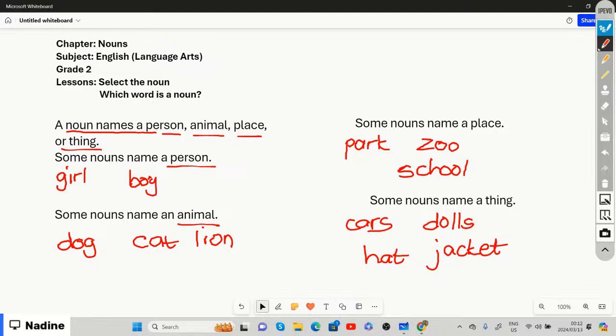And we made examples of a person where we said it can either be a girl or it can be a boy, right? Animals, like a dog or a cat or a lion, and more. Names of places can be like the park or the zoo or the school. Right? So those are nouns.